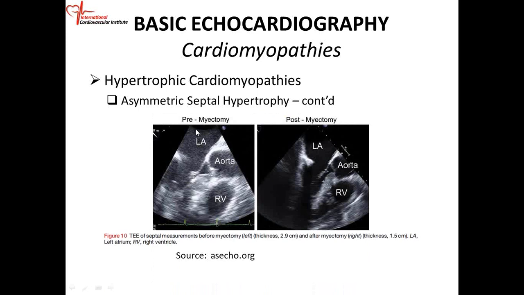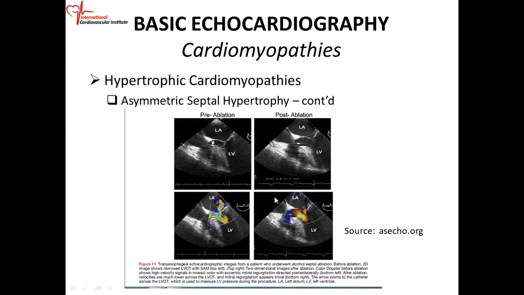Myomectomy is when you cut the muscle. This is pre-myomectomy, before you do the procedure. And this is post-myomectomy, where you shave the muscle down. You see the muscle is thinner and you have less obstruction to the left ventricular flow tract.